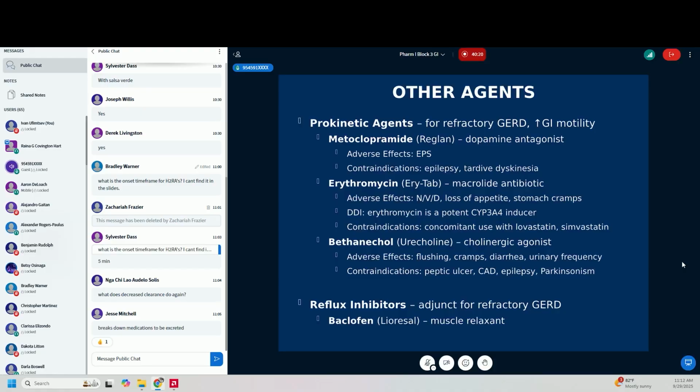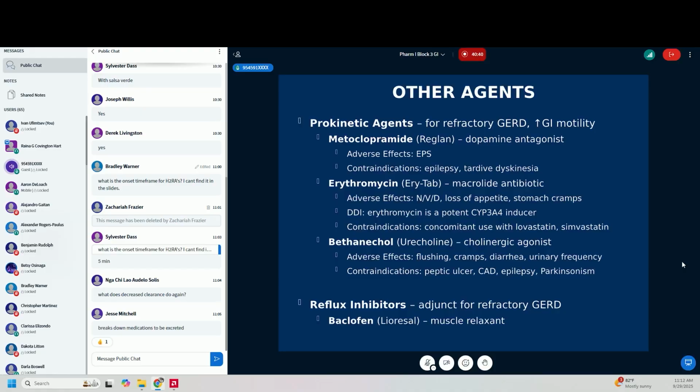Looking at your erythromycin, we talked about erythromycin already, so just understanding the same thing kind of goes here. We don't want to use it with some of our statins because of that CYP, and that it is an inhibitor. Looking at your bethanechol, a cholinergic agonist.